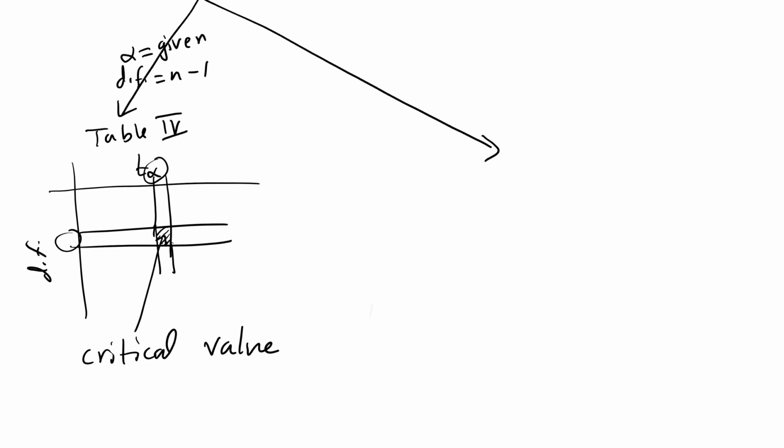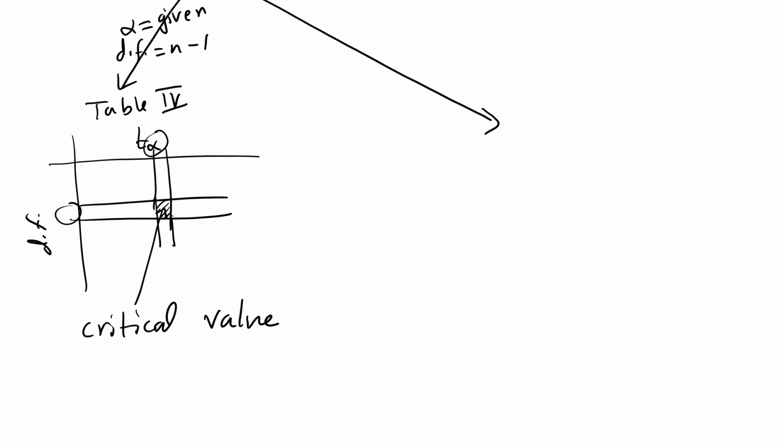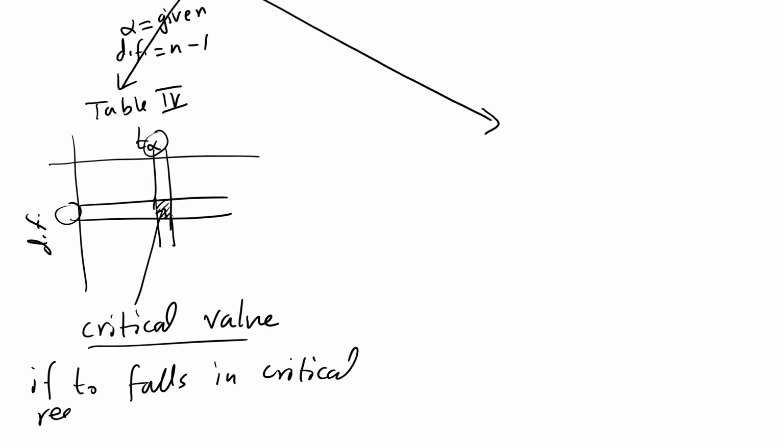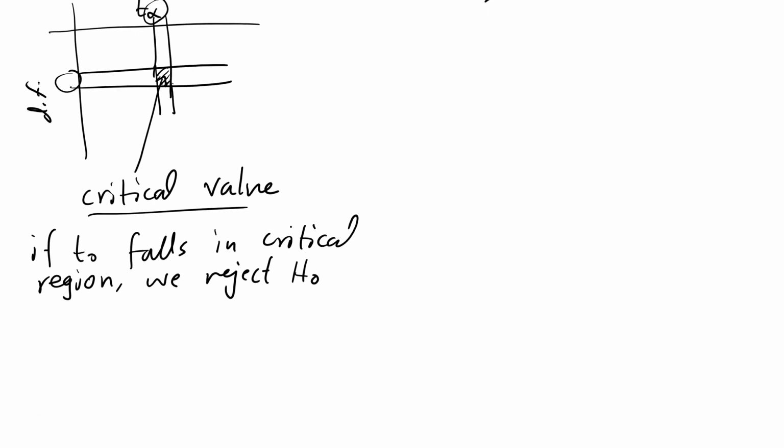And why do we find the critical value? Because then we compare the critical value to T sub 0. If T sub 0 falls in the critical or rejection region, we reject the null hypothesis. Otherwise, we don't reject the null hypothesis. So this will tell me where the critical region is.